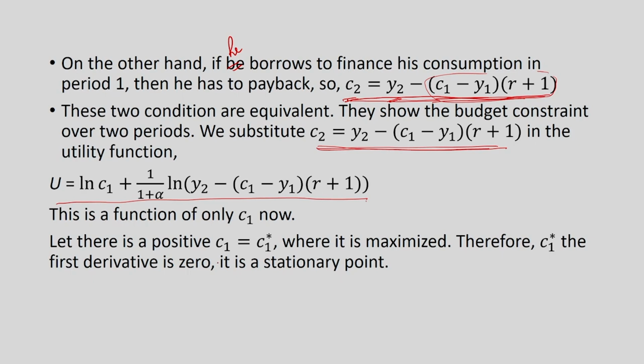Let there be a positive C1 which is equal to C1 star where it is maximized. So, this is just an assumption. Therefore, at C1 star, the first derivative is 0, okay, because we are assuming that it is an interior point, that is it is not at the border, and the function is obviously differentiable. So, we can very well say if it is a maximum, then the first derivative has to be equal to 0. So, that basically means it is a stationary point.